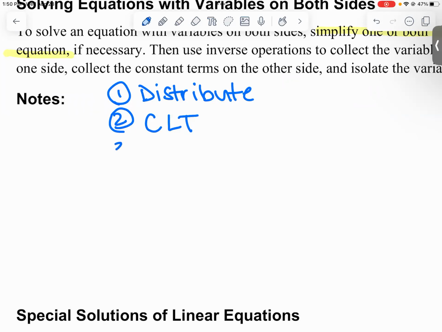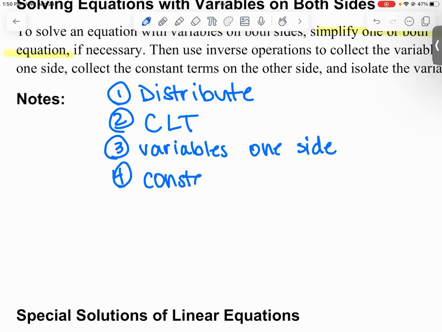Combine like terms. Now, since we are going to now have variables on both sides, you need to pick one side. Variables need to be on one side, and constants need to go on the other side.